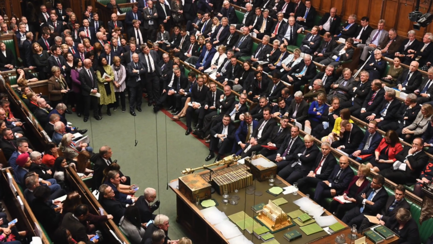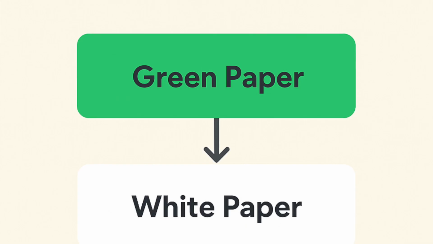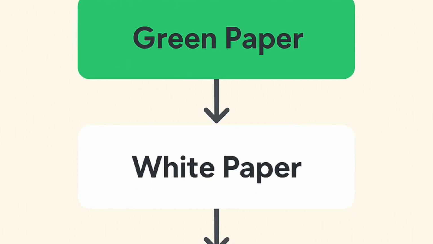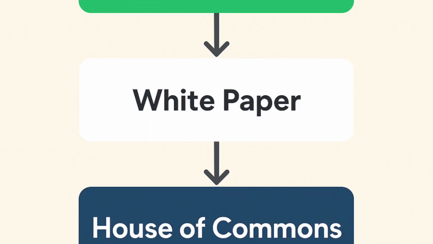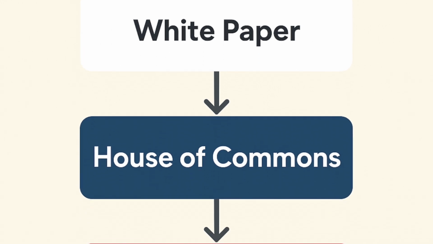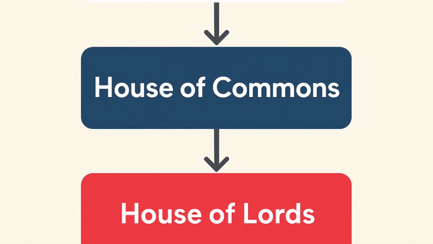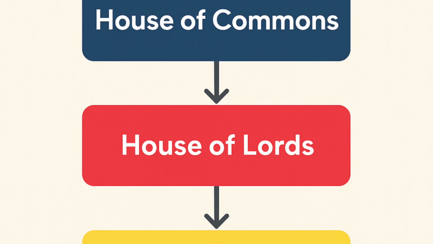So now let's look at the stages of a bill in Parliament. So first of all, the process starts off with a green paper, and this is a consultation document inviting discussion and feedback on possible new laws. After consultation, a white paper then sets out firm proposals for legislation.